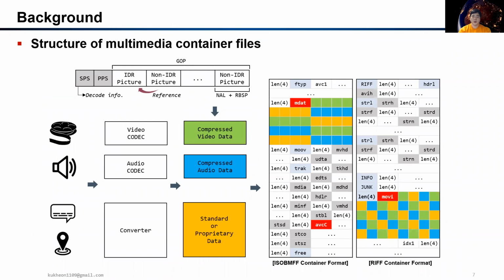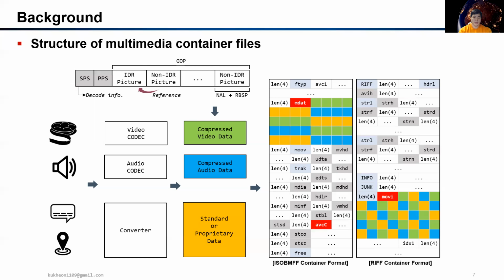A multimedia container format is used to store multiple objects in a single file, such as video, audio, subtitles, and location. Digital video devices use a codec for efficient compression. The popular standards of codec for dashcams are H.264 and H.265. This figure shows the structure of H.264. And also that is stored standard or proprietary data, like speed and location.